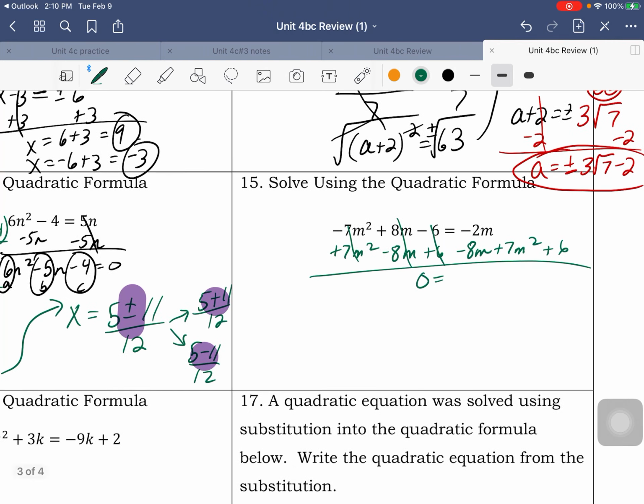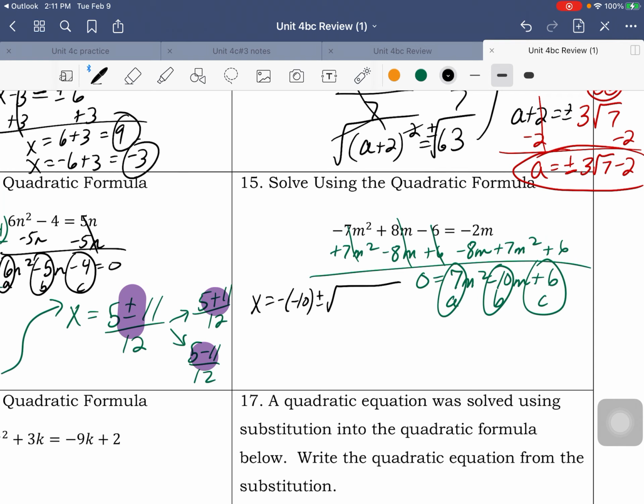So it's positive. I'm going to write the 7m squared first. 2m minus negative 2m minus 8m is a negative 10m plus 6. You don't have to write it in standard form, as in a, b, and c, but it's a little easier if you do. All right, let's do it. X equals the opposite of b plus or minus the square root of b squared, negative 10 squared, that's going to be a good one, minus 4 times a times c, all divided by 2 times a.